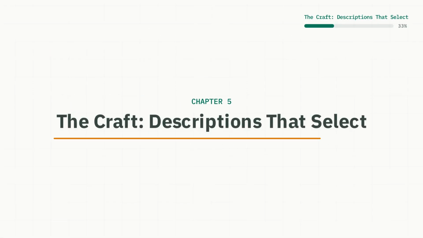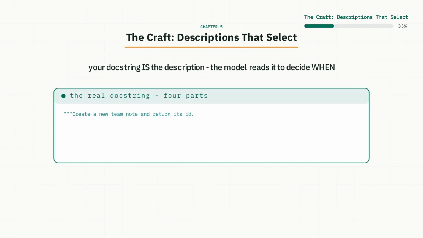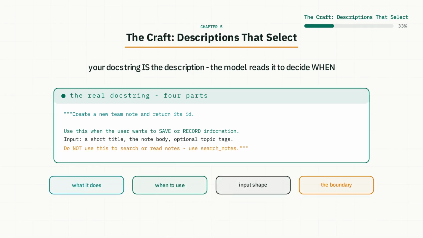Chapter 5, the craft chapter: descriptions that select. The third law has run through this whole channel. Tool descriptions are the number one lever. Here's what that means in code. Your docstring is the description. The model reads it to decide when to call your tool before any schema matters.